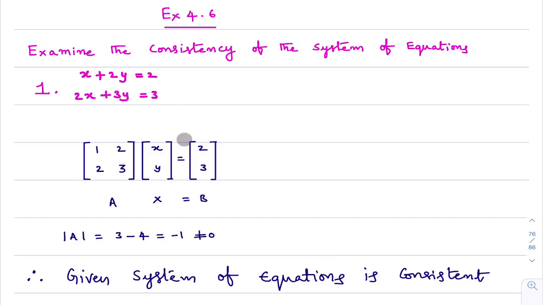Here, 3 points are there. First, they are asking the consistency of the equations. For that, what to do? You need to calculate det A. If det A is not equal to 0, feel happy, the problem is over. We say the system is consistent because it has a unique solution. If det A is 0, then you should go for the second point. What is that? Adjoint A into B. Now we'll move to the second question.